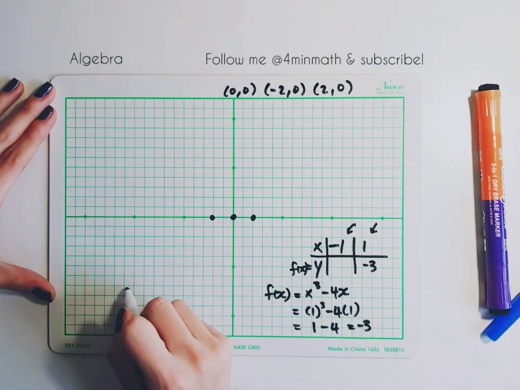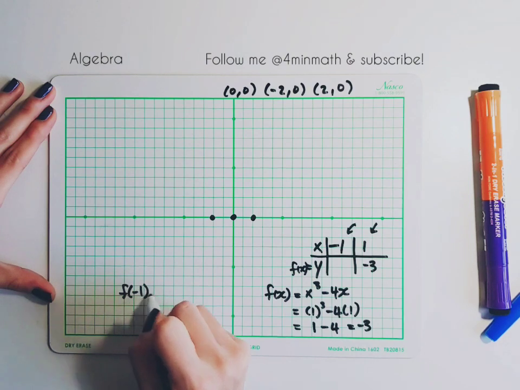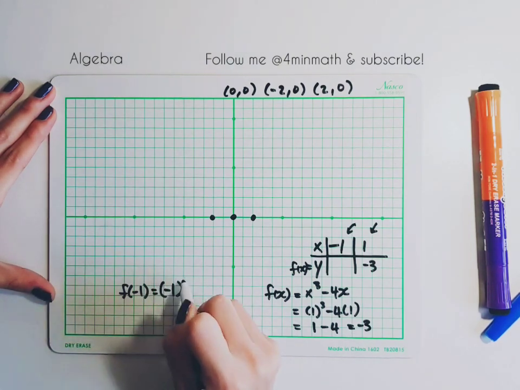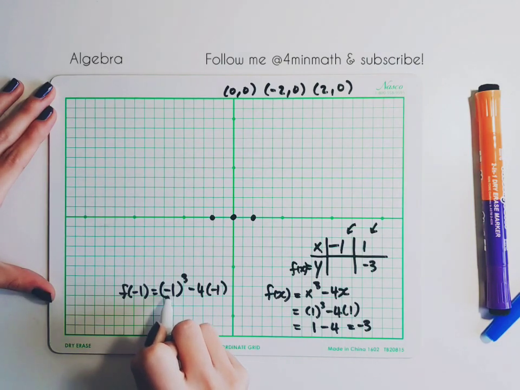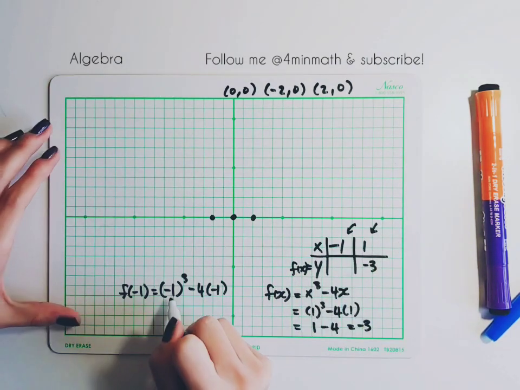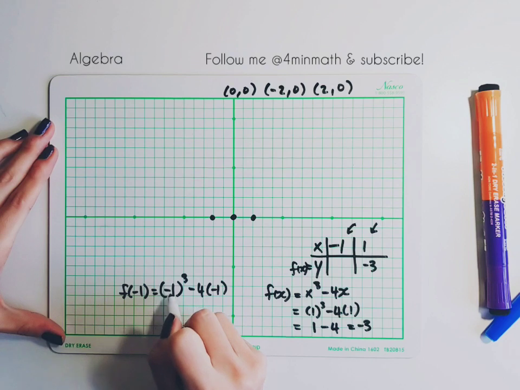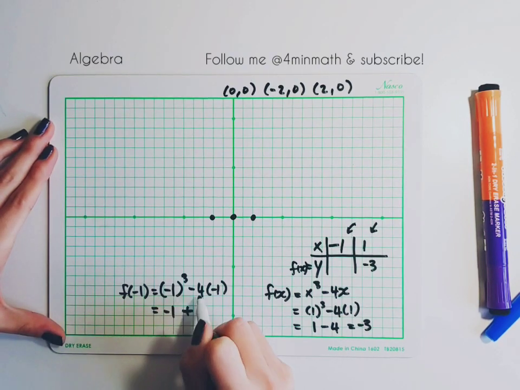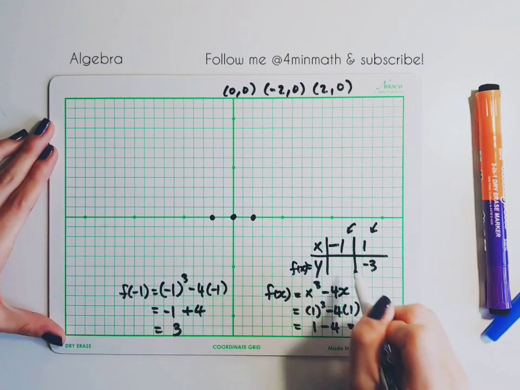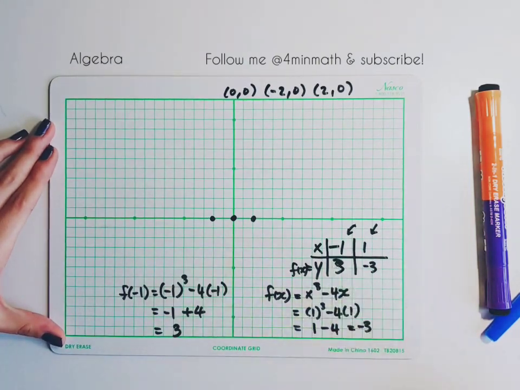And then here, I'm going to do the same thing. f of negative 1 is equal to negative 1 cubed minus 4 times negative 1. And notice, remember, negative 1 is in parentheses. Make sure you guys put the negative 1 in parentheses. So this becomes negative 1 plus, so negative 4 times negative 1 is plus 4, which is the same thing as 3. So positive 3.